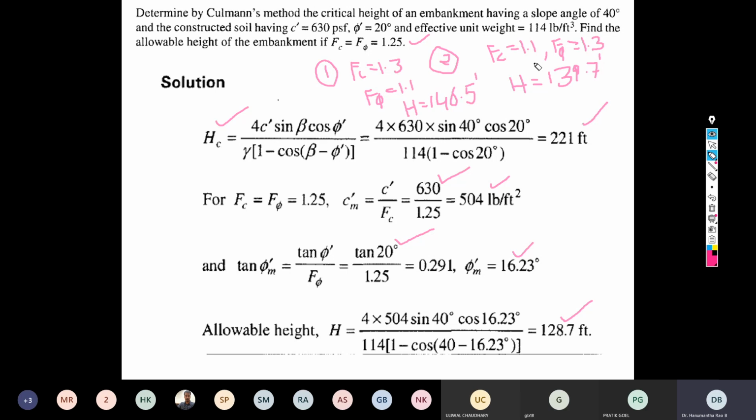See, for a better understanding, suppose you keep Fφ as a constant value and keep on increasing Fc, and keep on determining the height value. So you can develop several predefined graphs. Then keep Fc constant, increase the Fφ value, and keep on determining the height of the slope. If you superimpose all these cases on a single graph, then you will understand.